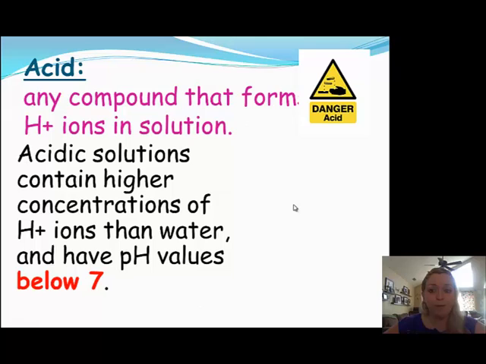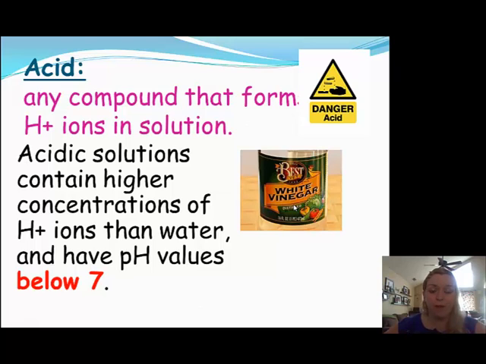Acids are usually pretty dangerous. The lower the pH, the more dangerous they become. Acids with very low pHs, like battery acids, can actually burn your skin and cause physical damage if you get them on your skin or your clothing.